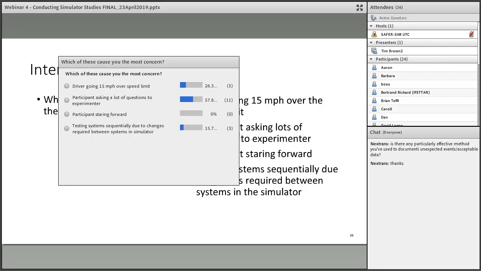Testing systems sequentially due to changes required between systems in the simulator is something we often have to do. If I've got to change hardware in a system to test it, I can't change hardware multiple times a day in order to test a system. And so we'll often do it sequentially. We just have to be aware that there are risks. Some ways we wind up doing that is we shift the hardware once a day, and we test on sequential days, but we test each system across the study. So those are things to keep in mind.